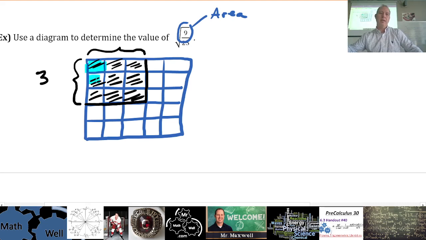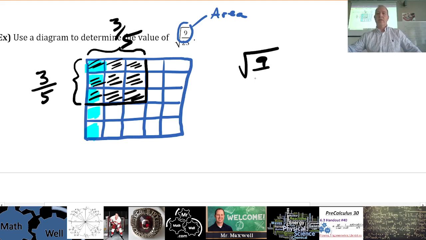There's actually 1, 2, 3, 4, 5 along the side. So if we're talking about side length, that's 3 fifths. And this one is also 3 fifths. So the square root of 9 over 25 is 3 over 5.